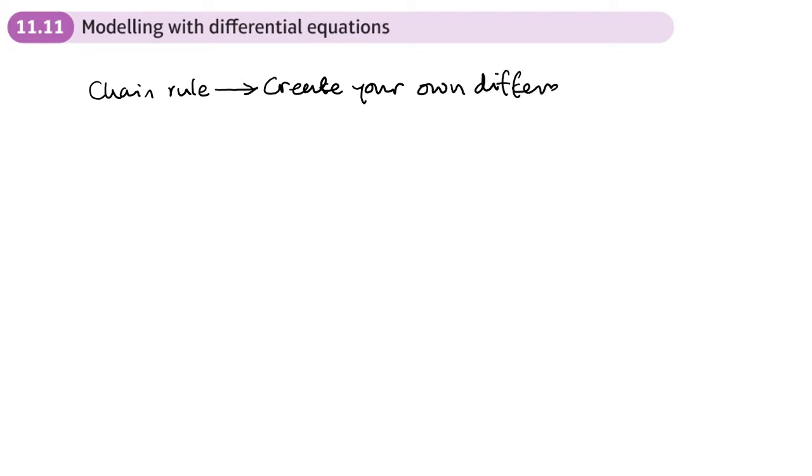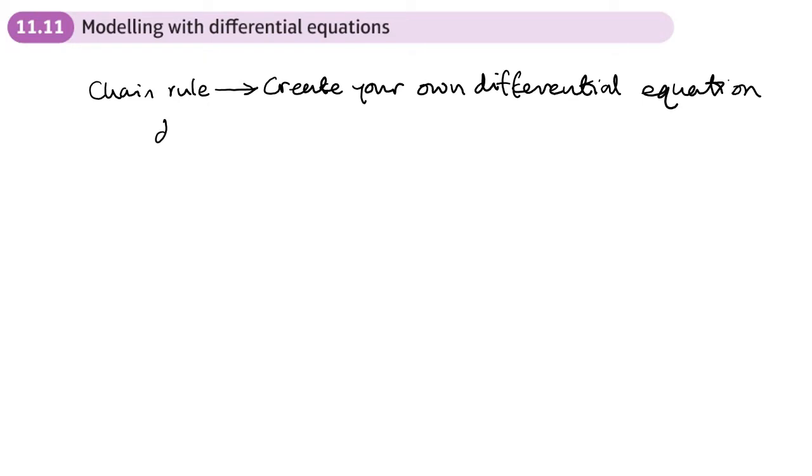So modelling with differential equations, as the name suggests, means we have some sort of differential equation which we use to model a real life situation, and maybe we need to solve it and work some values out. So the first thing to remember is that from the differentiation chapter, you use the chain rule to create your own differential equation.